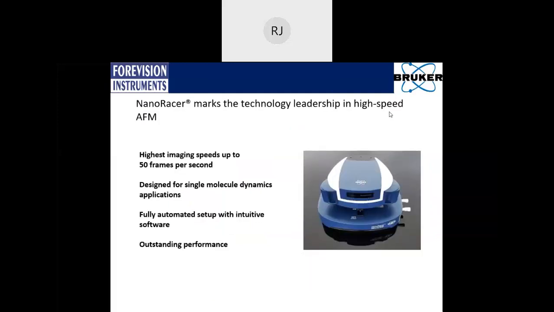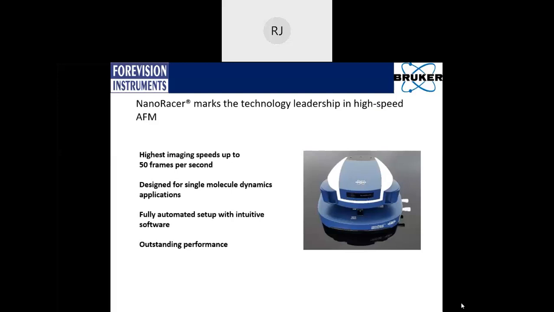So coming back to the NanoRacer. NanoRacer marks a technology in terms of high speed imaging because it has a 50 frames per second imaging capability. So it can take 50 images in a second, and this is the fastest AFM available in the market. It is especially designed to understand the dynamics of single molecules, DNA origami, protein binding, and hybridization and dehybridization. All these dynamic features change very quickly, so we need to capture these things. We have to have the capability of grabbing these things within the time frame of their changes, and it is a fully automatic system, so the user need not worry about the calibration or cantilever alignment.